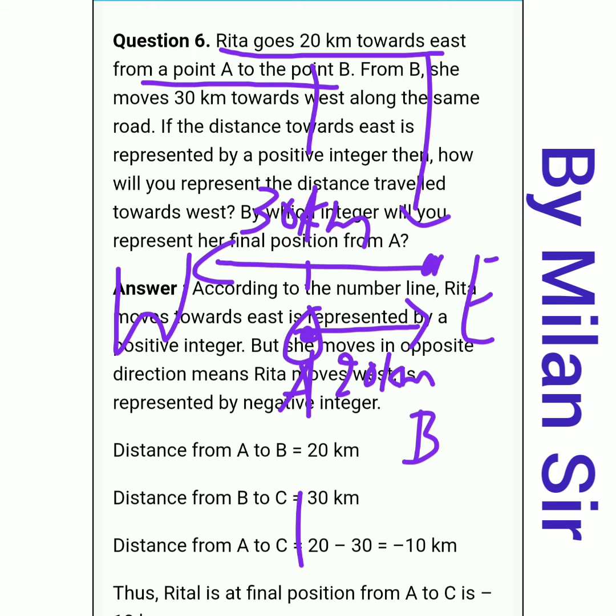Here it is also written, if the distance toward east is represented by a positive integer, right? If east is positive, then we need to use the subtraction sign for the inverse direction, that means the west direction. If we move toward the right hand side, then positive. If we move toward the left hand side, then negative.